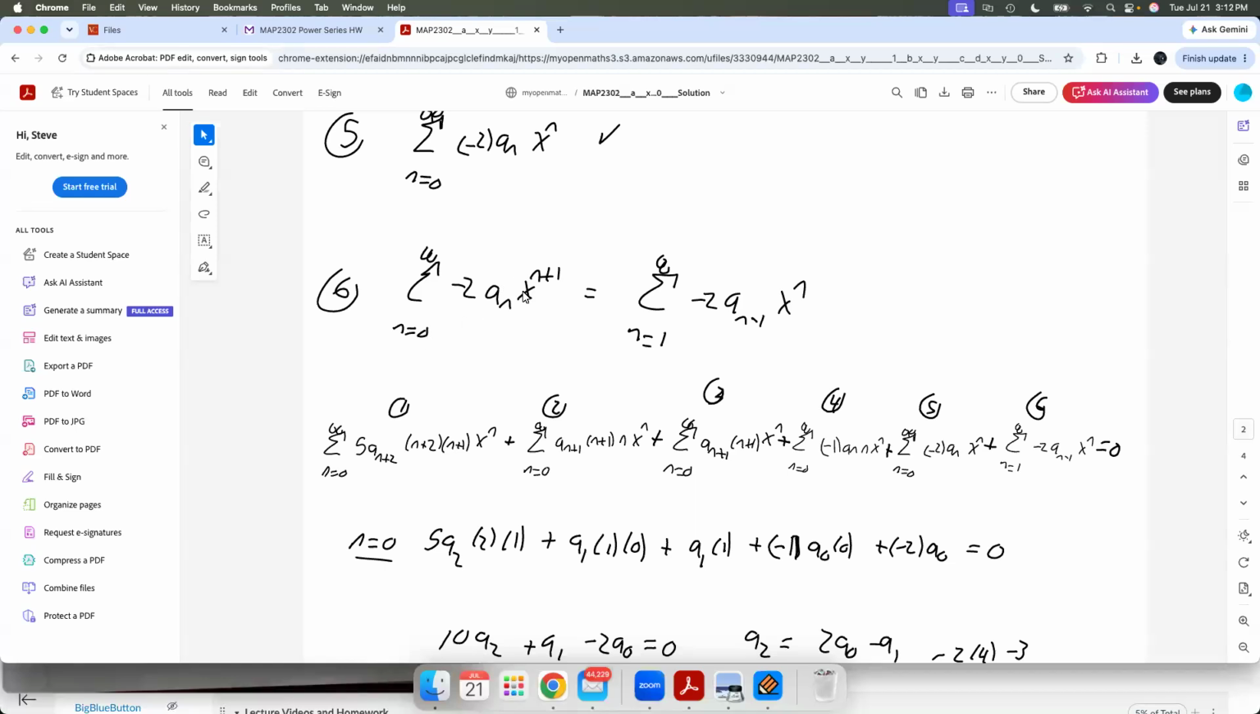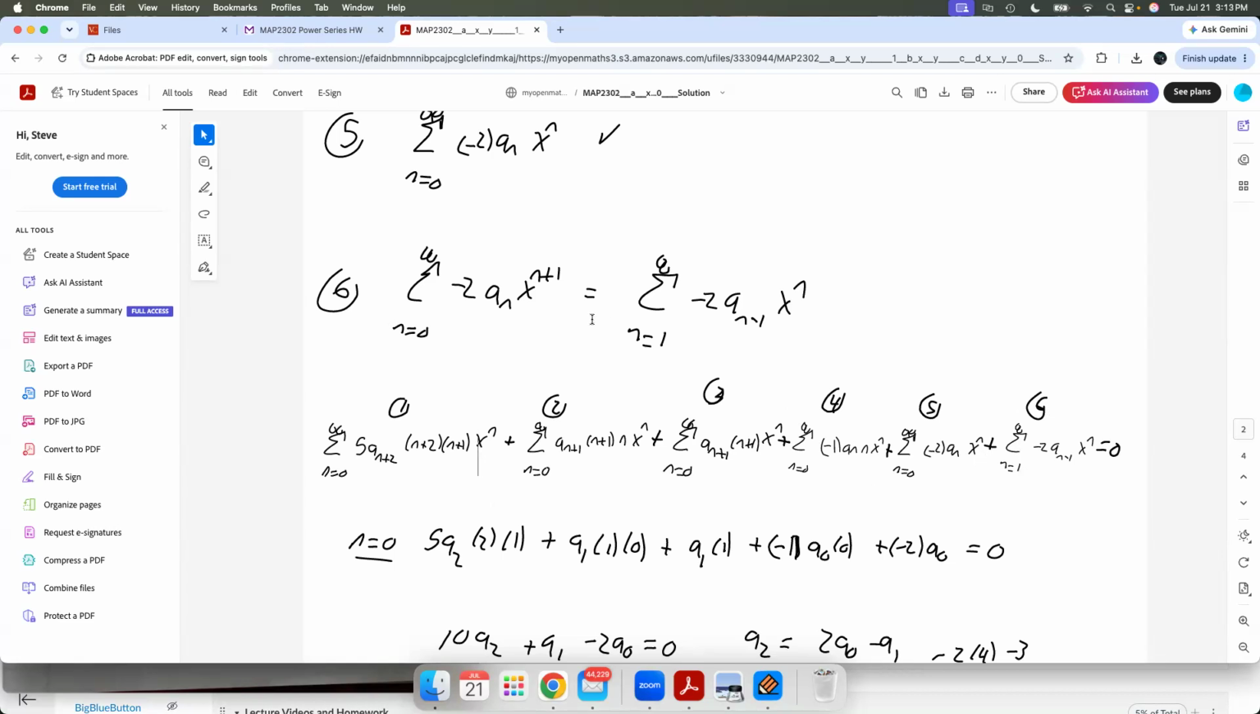I'm going to have to make this an n, so I need to lower all these by 1 and raise this by 1. All the powers have to match. They have to all be x to the n. Doing that messed up one of these guys. Now he starts at 1 instead of starting at 0.